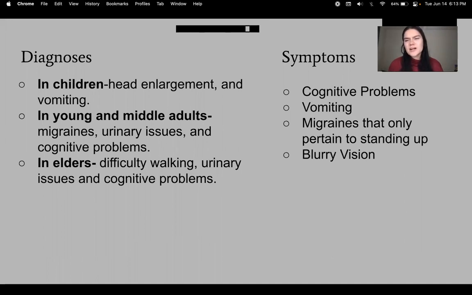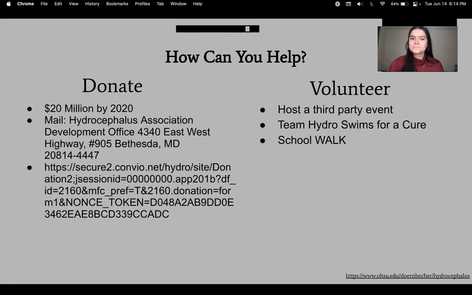For elders, it's very uncommon to get hydrocephalus. It's mainly more common in children, and then sometimes, in rare cases, it can happen in middle age and older. And what happens then is also those urinary problems, cognitive problems, memory loss, things like that, and difficulty walking.